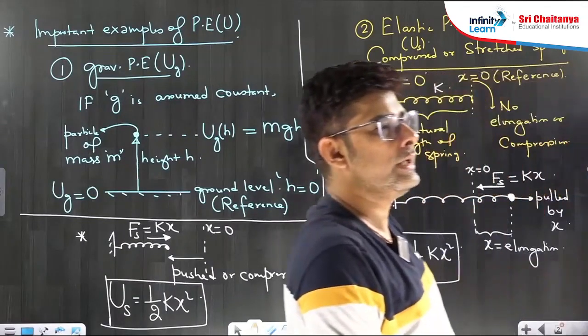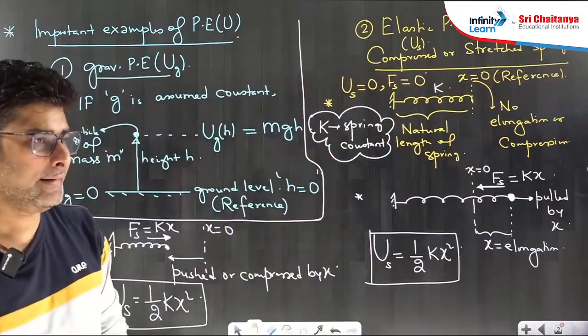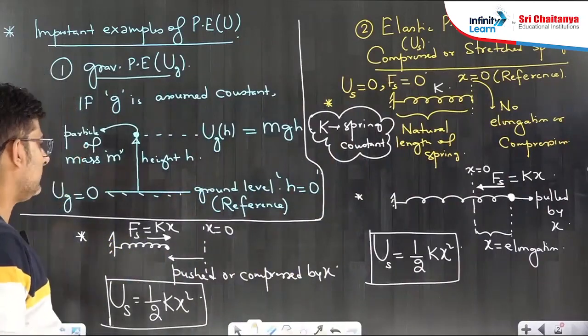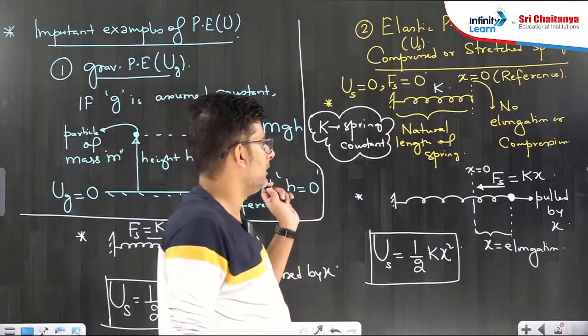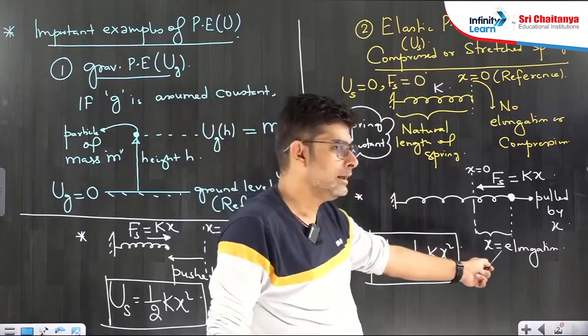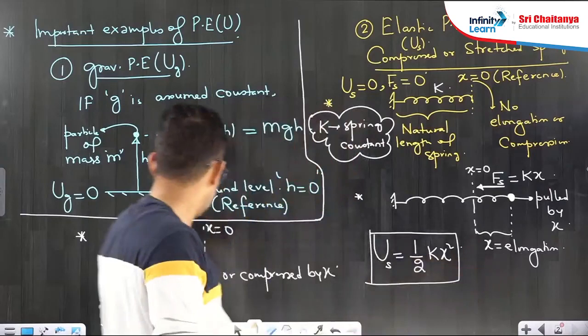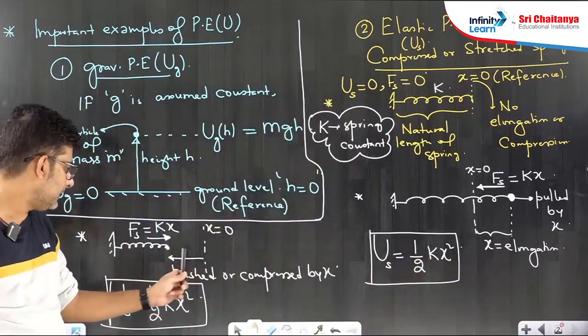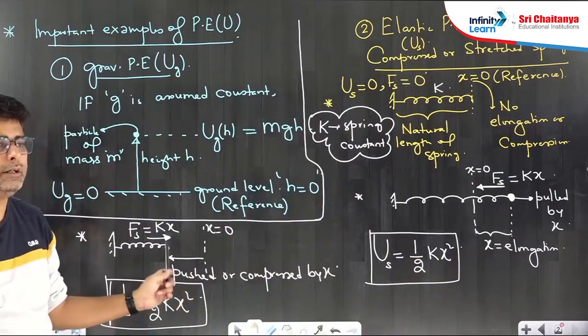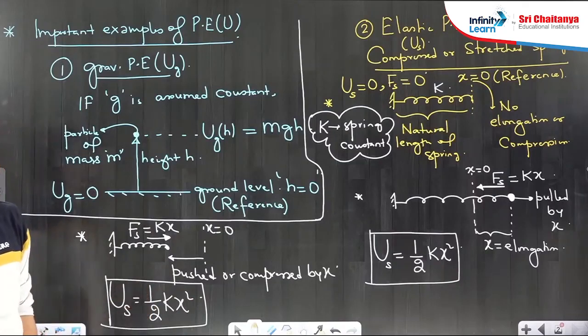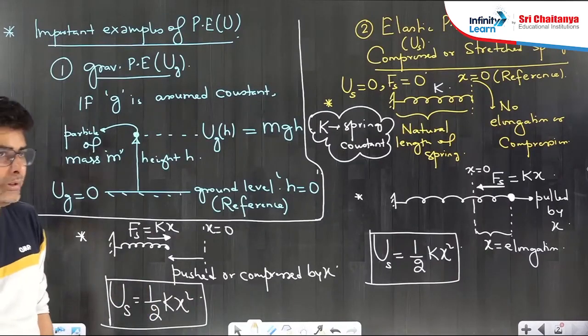Those who did not get, I think someone wrote what is x. So if you look at the diagram, I have told what is x. You can see very clearly it is written, x is elongation. If you see, x is compression over here. It is the amount of elongation or compression. I hope it is clear.